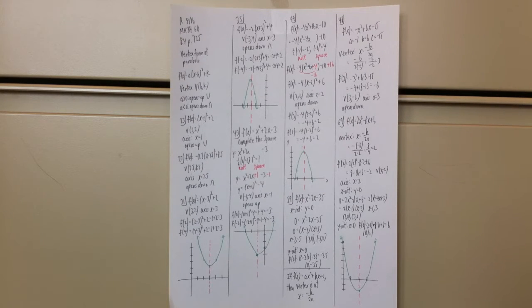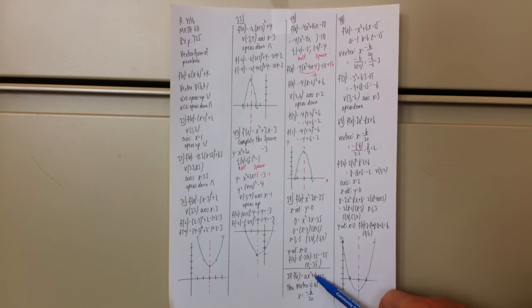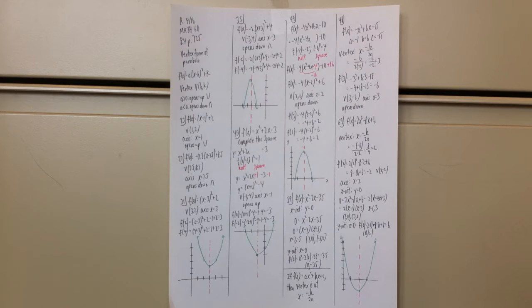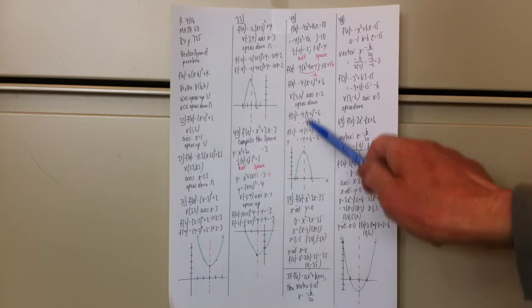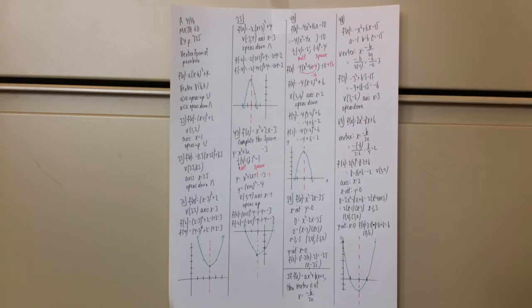Okay, then the last set of problems, you're given standard form, f of x equals ax squared plus bx plus c. There's another way to find the vertex rather than going through all this completing the square business. You can just simply go x equals negative b over 2a if your equation is in standard form, ax squared plus bx plus c. Then the vertex happens to occur at x equals negative b over 2a.